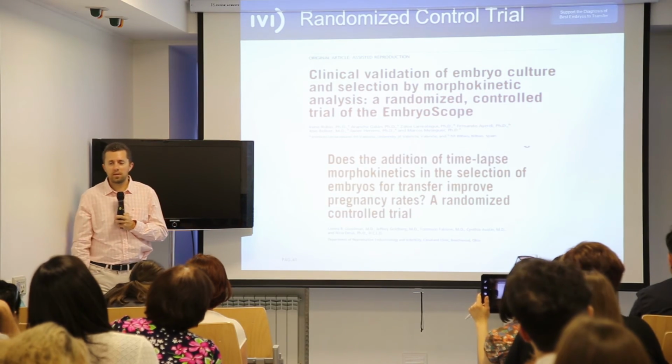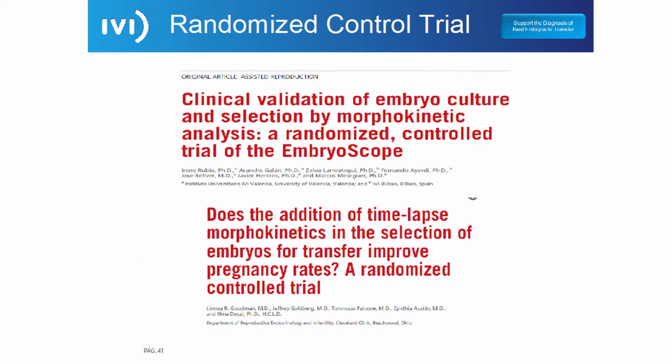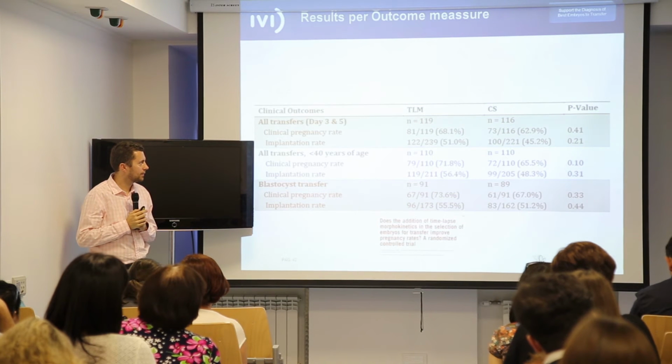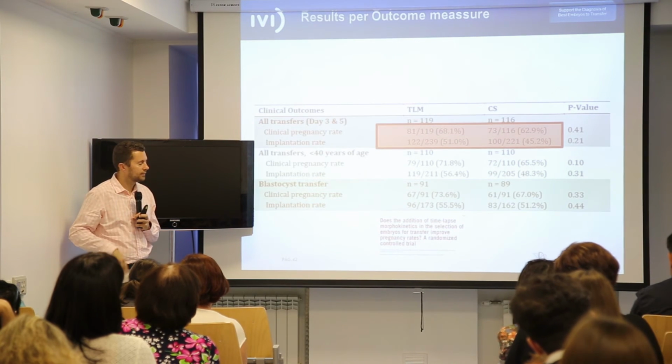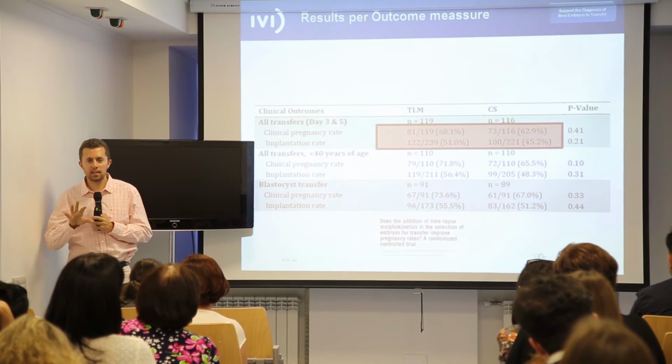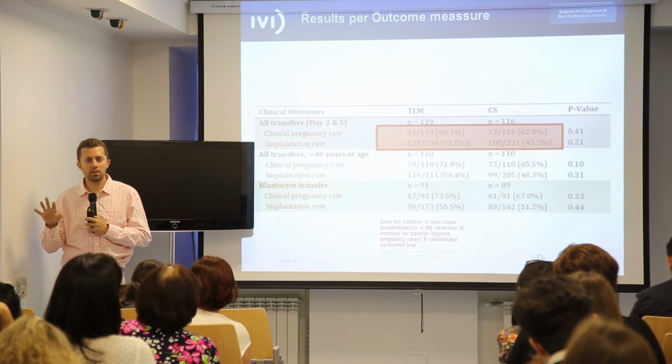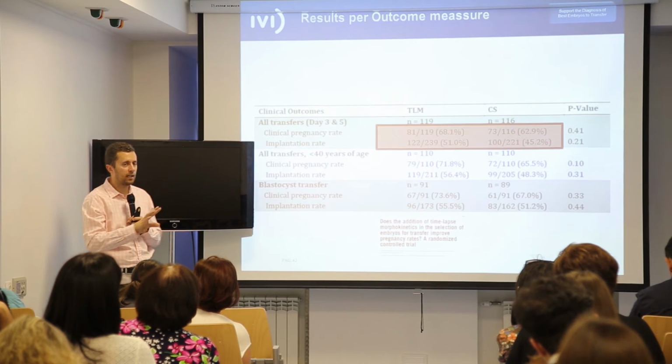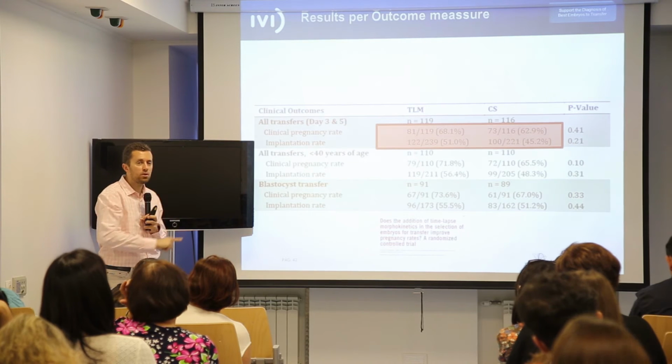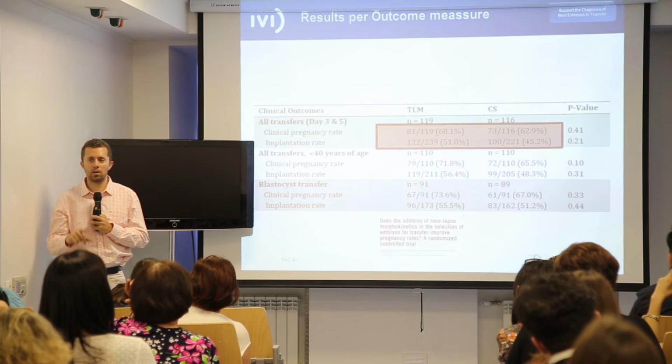Then there are these 2 real randomized control trials, one that we published in 2014 and the other one published in 2015 from a group at Cleveland Clinic. Well, in this study, you take a look at the data. They just used the embryoscope in this case. They cultured the embryos in the embryoscope in both groups, control and time lapse, but in one group they used morphokinetics for selection and in the other one not.